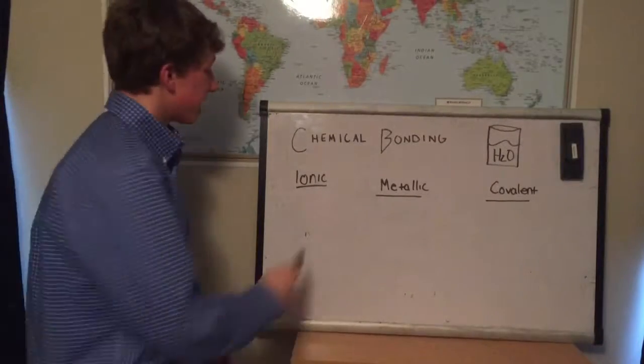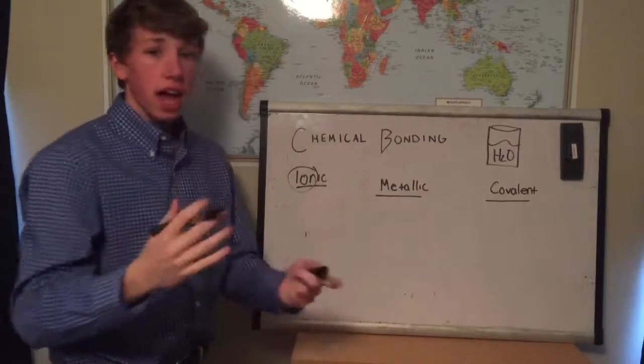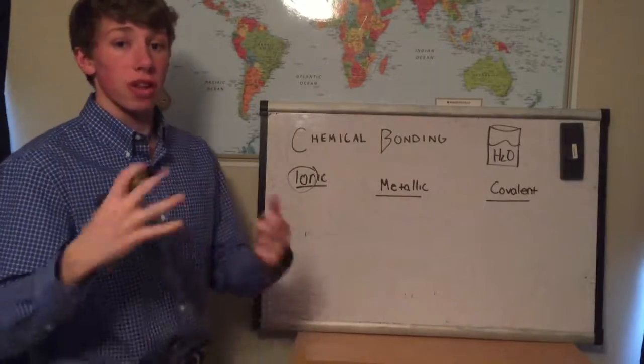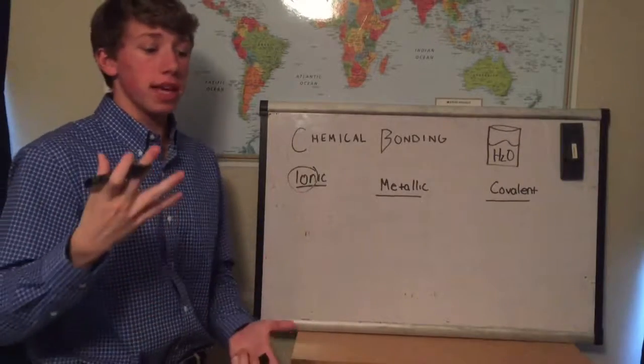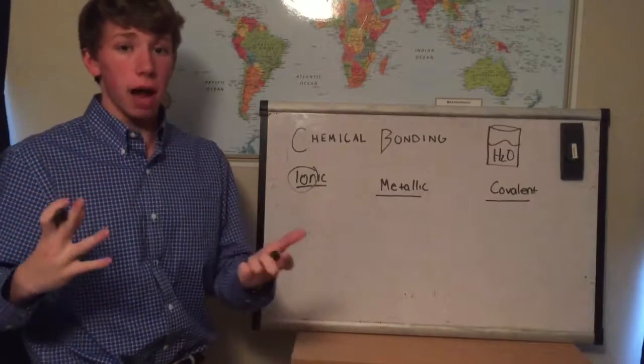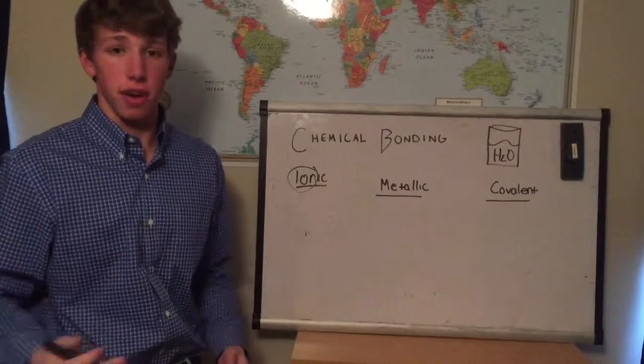Our first type of bond is an ionic bond, alright? Key word there is ion, alright? An ion is when an atom has more or fewer electrons than its neutral self does, okay? So an ionic bond is going to be a bond between a metal and a non-metal, alright? It's going to be a transfer of electrons as both of them try to satisfy their octets.